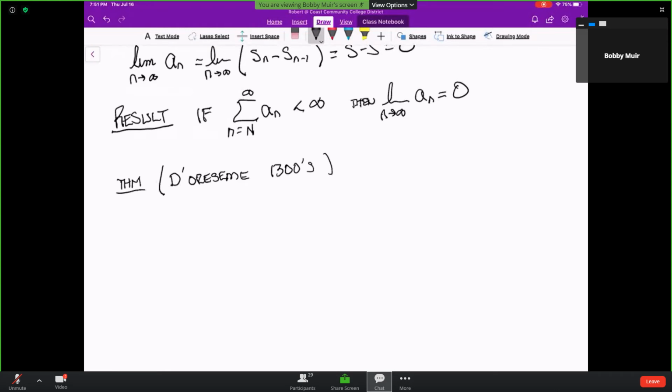Okay, so what Oresme was able to establish is that this series, the sum of 1 over n, diverges. It adds to plus infinity. And it is what we call the harmonic series.